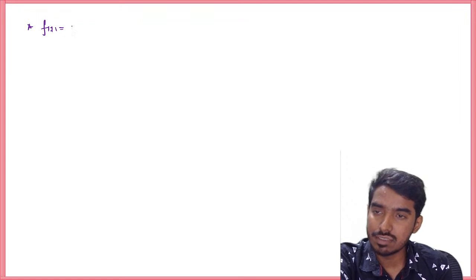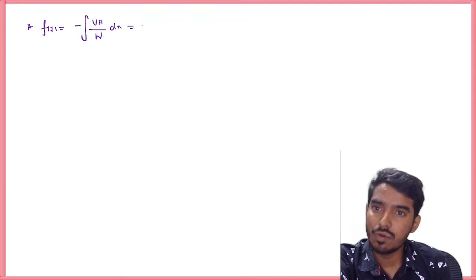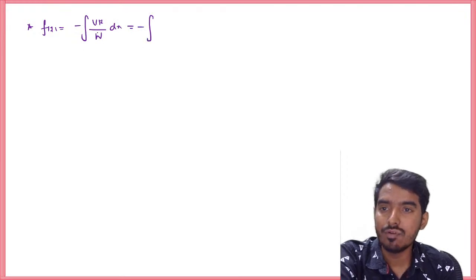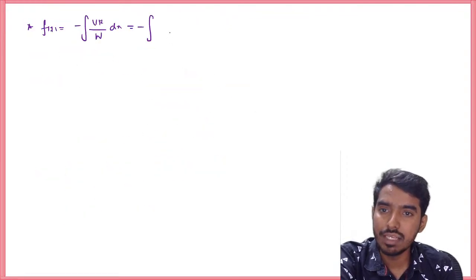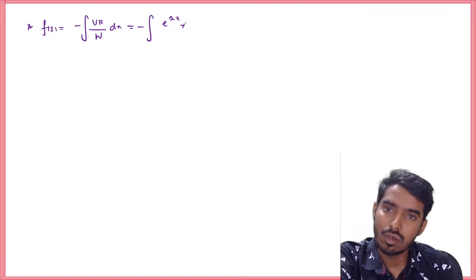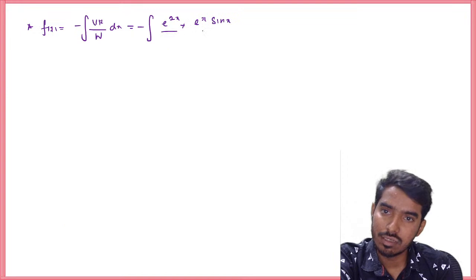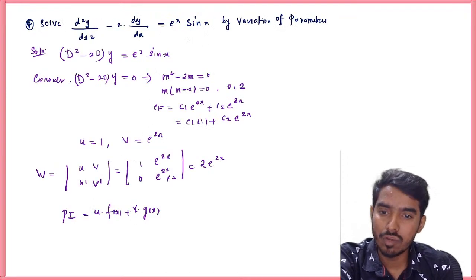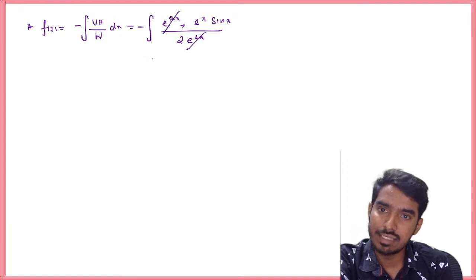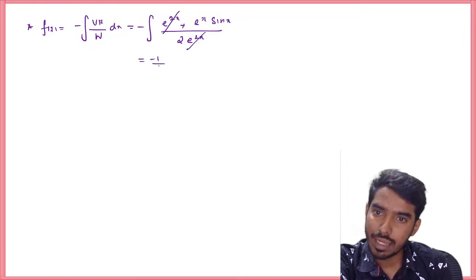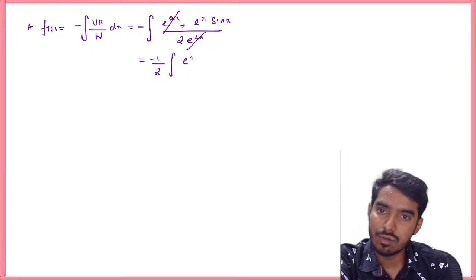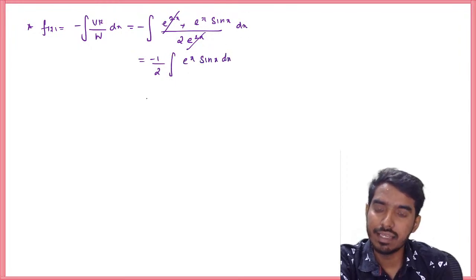So f of x is minus integration of b r by w dx. So what is b? b is e power 2x. r is e power x sin x, divided by w. W is 2 times e power 2x, right? e power 2x will get cancelled. So we will have minus 1 by 2 integration of e power x sin x dx.